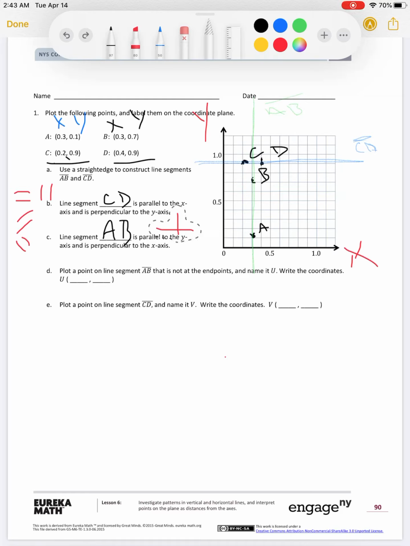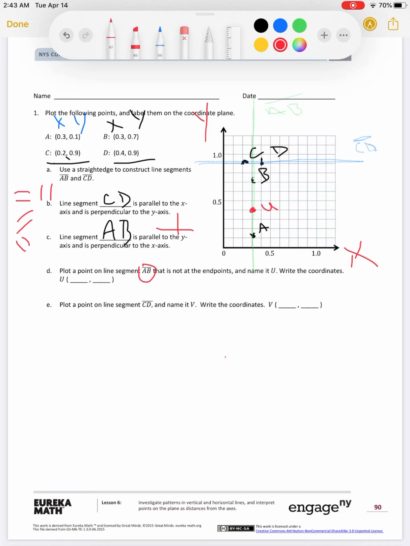Plot a point on line segment AB that is not at the endpoints and name it U. Okay, so I have to go to line segment AB, and it didn't tell us where. It just says not at the endpoints. So don't go to the endpoints. Don't go down to 0. Don't go all the way up here. Okay, and we'll name it U. So I'll go here. Let's use red. I'll plot here as long as it sits on line segment AB here. And they want us to name this particular point U.